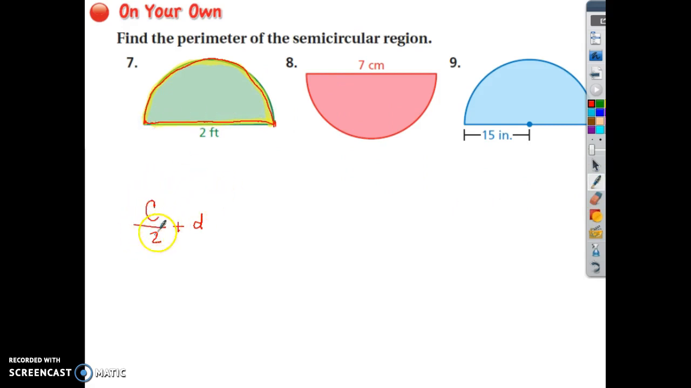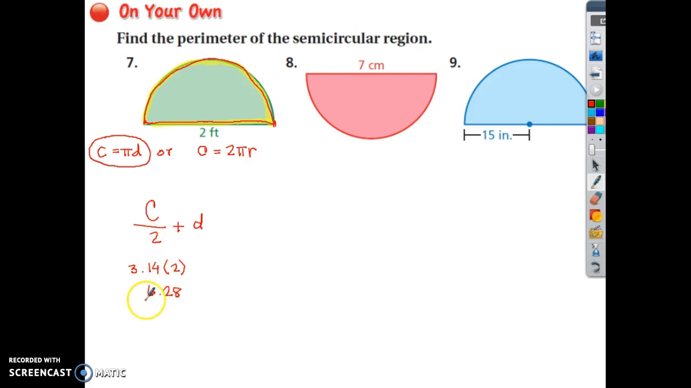Circumference. We have two options. It's either pi times diameter or 2 pi r. So C can equal pi times diameter, or C can equal 2 times pi times the radius. Since we're given diameter, we're going to go ahead and work with this formula here. Pi is 3.14 multiplied by the diameter, which is 2. When I multiply these two together, I get 6.28.